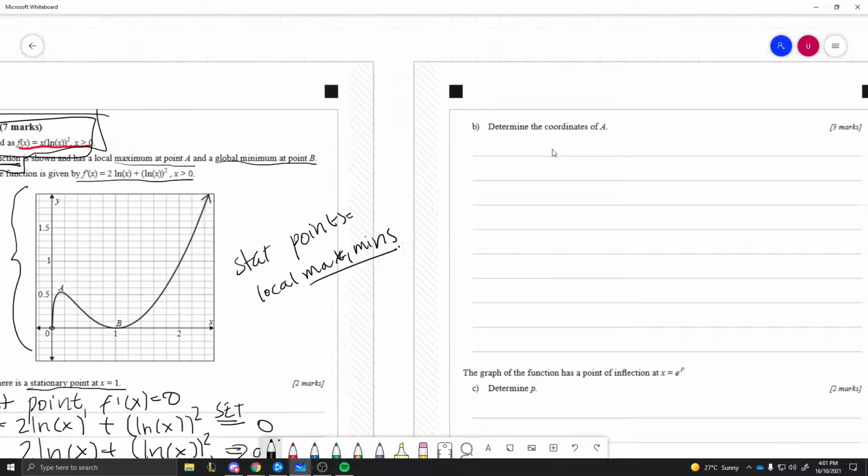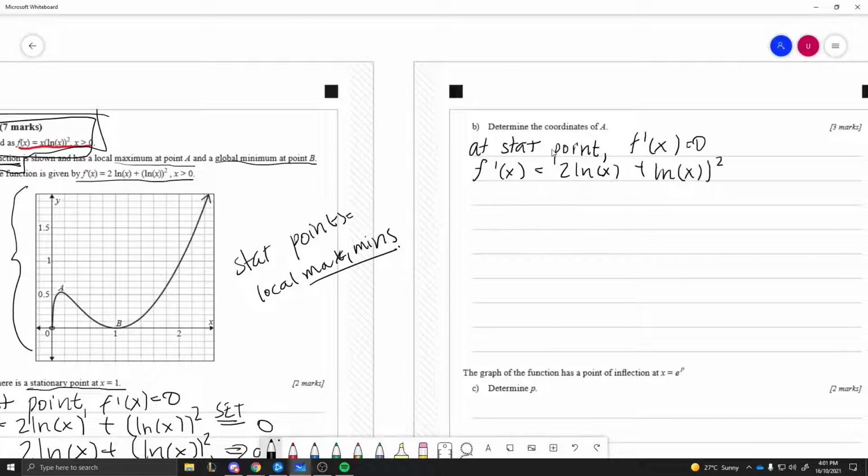So, determine the coordinates of A. You know that's a stationary point, so you use the exact same thing as before. At stat point, stationary is stat, f dash x equals 0. So now you have your function here, so go f dash x equals 2 ln x plus ln x squared, and then set it equal to 0. 0 equals 2 ln of x plus ln of x squared.